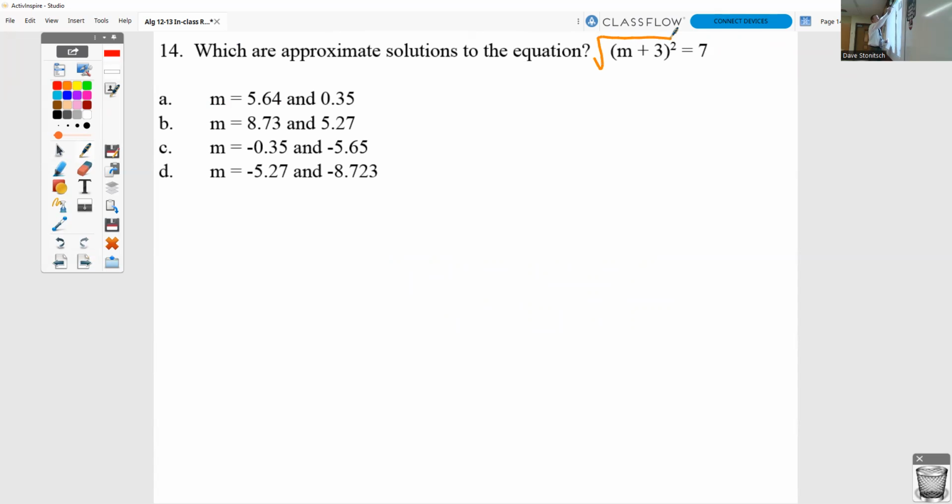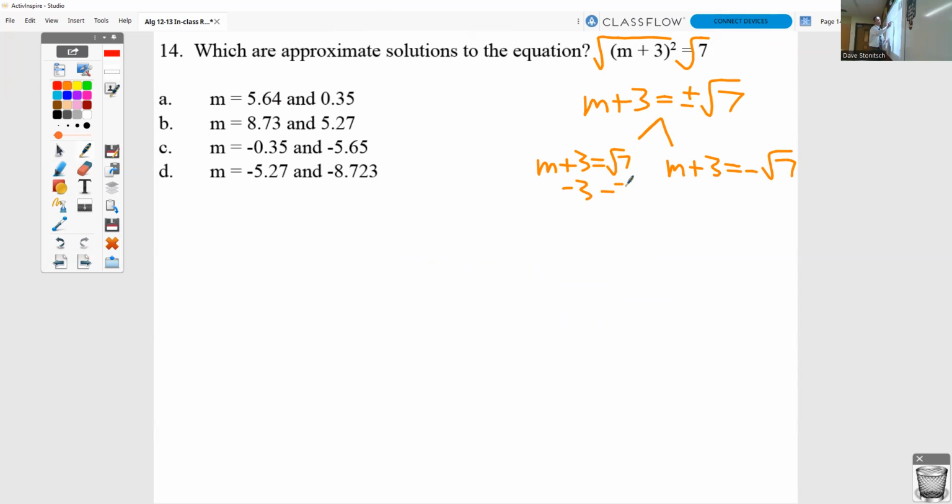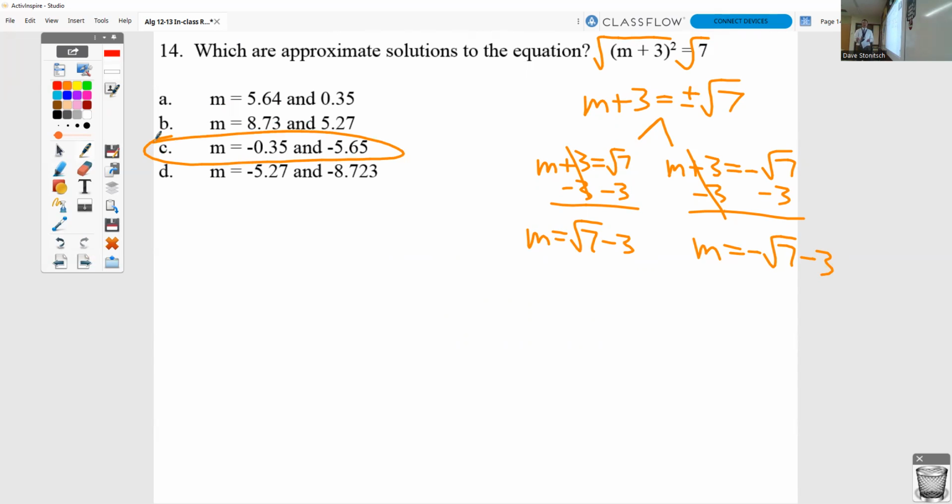To get rid of the squared, you want to do the square root. So we have m plus 3 equals plus or minus radical 7. I'm going to split it right there. M plus 3 equals radical 7. M plus 3 equals negative radical 7. Minus 3 on both sides. So I have m equals radical 7 minus 3, and I have m equals negative radical 7 minus 3. Well, when you type them both into the calculator, you're going to get choice C.